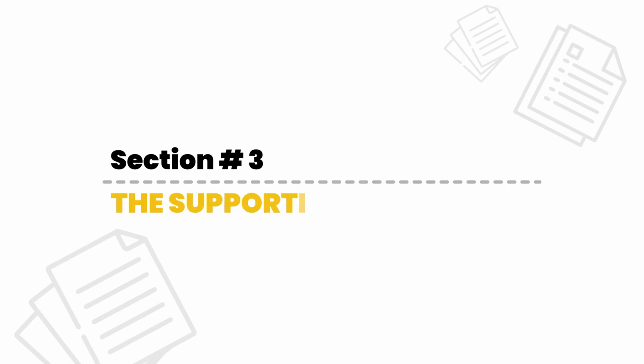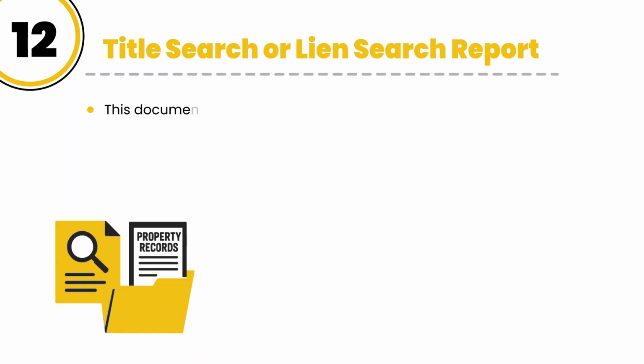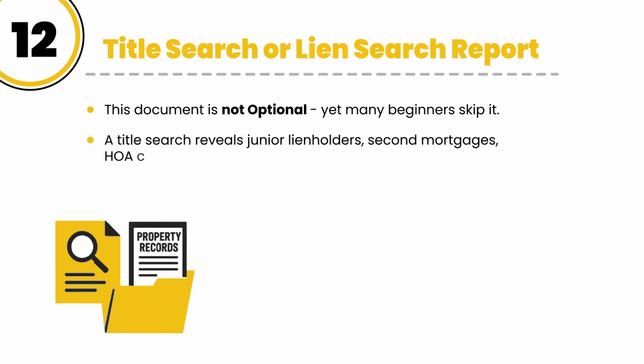Section 3. The supporting documents. 12. Title search or lien search report. This one is not optional, even though a lot of beginners treat it that way. Before you file, you need to identify any junior lien holders, second mortgage holders, HOA creditors, or other parties who may have a competing claim to those funds.